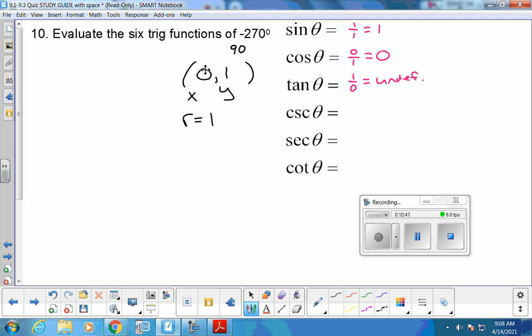Good. Now it's just reciprocal time. Cosecant is the reciprocal of sine. Flip it upside down. Secant is the reciprocal of cosine. When I flip it upside down, it becomes undefined. So you guys messed up on secant. You guys are okay. And then cotangent, you flip it upside down, and it's just 0. So you guys are all good on cotangent.